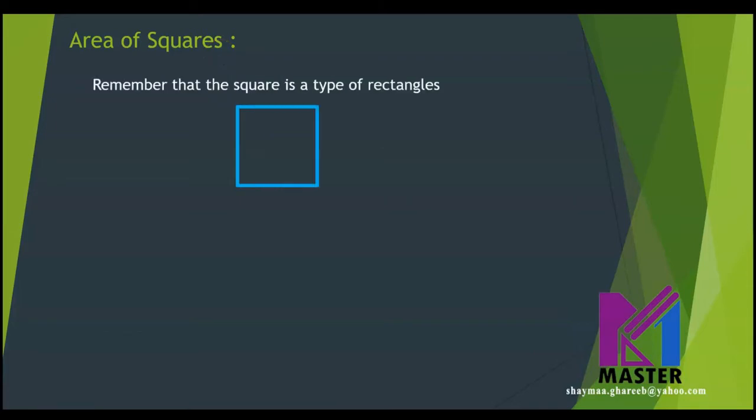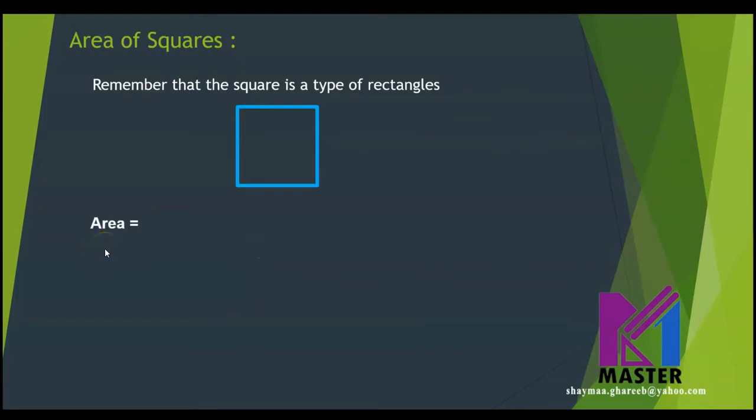Now let's talk about area of squares. We have a square here. Remember that the square is a type of rectangles. The only difference is in the square, all sides are equal, but in the rectangles, opposite sides are equal.